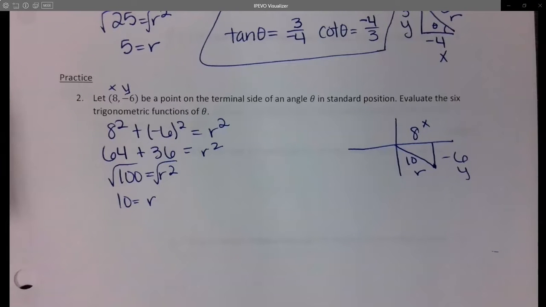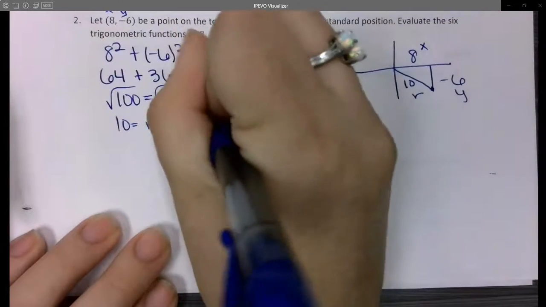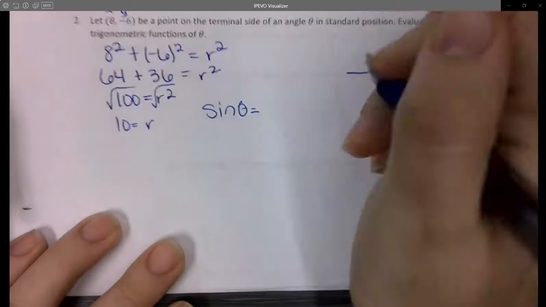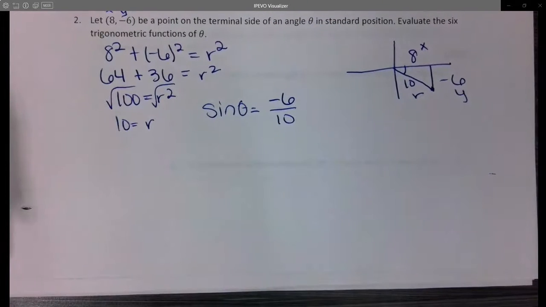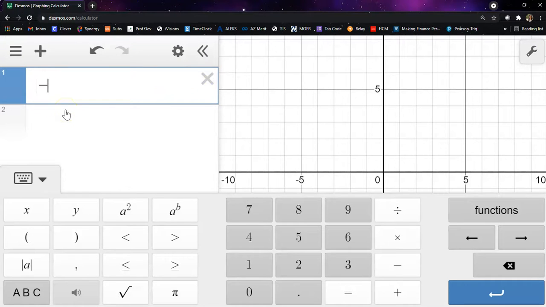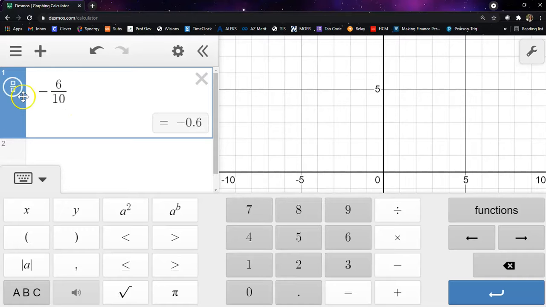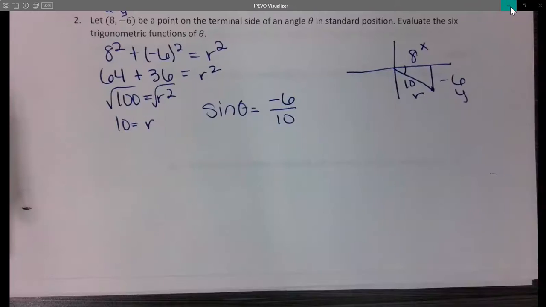Then all I want to do is plug these into my formulas from up top. So I am going to have sine of theta. This one is y over r, or opposite over hypotenuse. So -6/10. Notice both 6 and 10 are even, so I can simplify this fraction. I could divide by 2 by myself, or if I want, I can go to Desmos and type this in. Once I get this, I hit the fraction button, and it turns it back into a simplified fraction, which is -3/5.